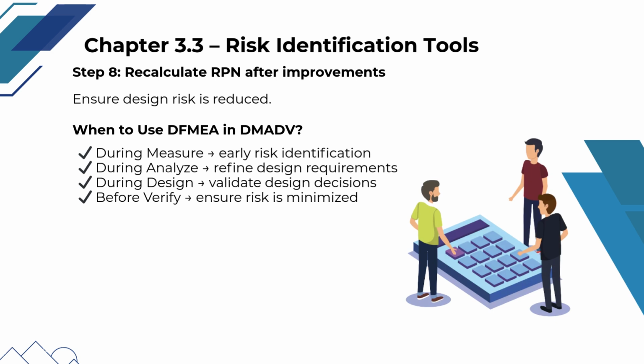In Step 8 of DFMEA, the RPN is recalculated after implementing the recommended actions to confirm that design risks have been effectively reduced. DFMEA is not a one-time activity in DMADV. It is used iteratively across phases: during Measure to identify risks early, Analyze to refine and prioritize design requirements, Design to validate key design decisions, and before Verify to ensure that residual risks are minimized. This continuous use of DFMEA helps ensure the final design is robust, reliable, and ready for successful verification.